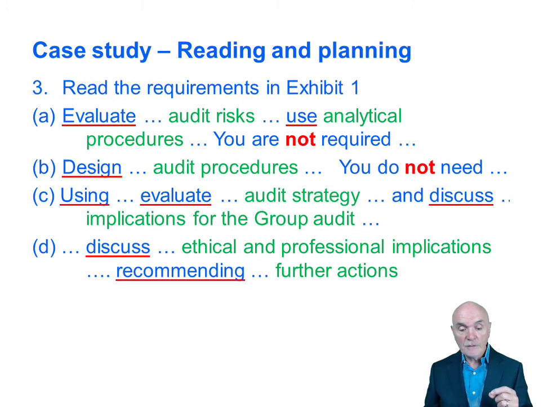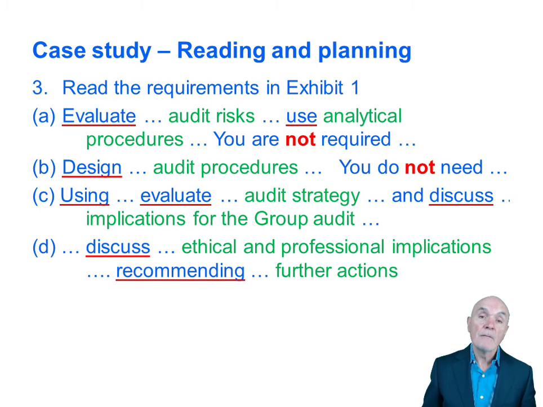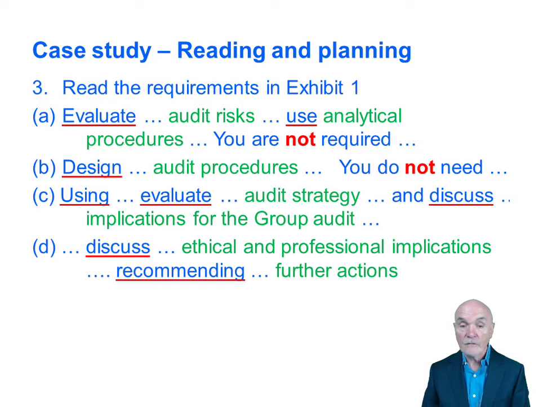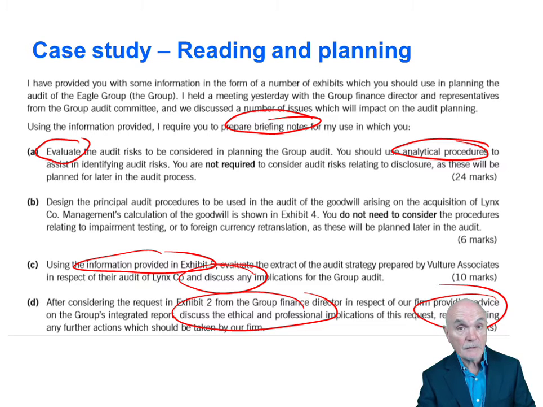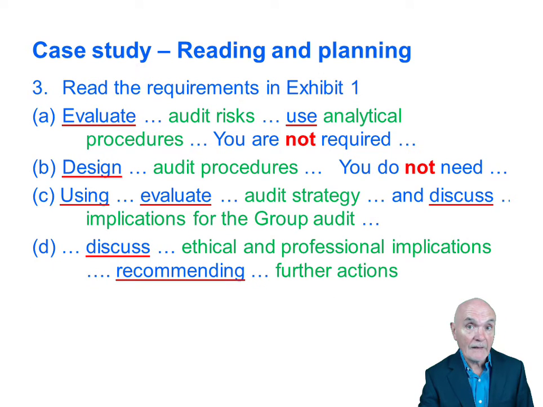If you simply discuss the ethical professional implications and you don't recommend further actions, you forget that bit, then maybe in part D, instead of getting 6 marks, you're going to be at a maximum of 3. And that is a shame, because usually once you've done the first bit of the requirement, the second bit's easy. Once you have spotted and discussed the ethical professional implications, recommending further actions is pretty straightforward.